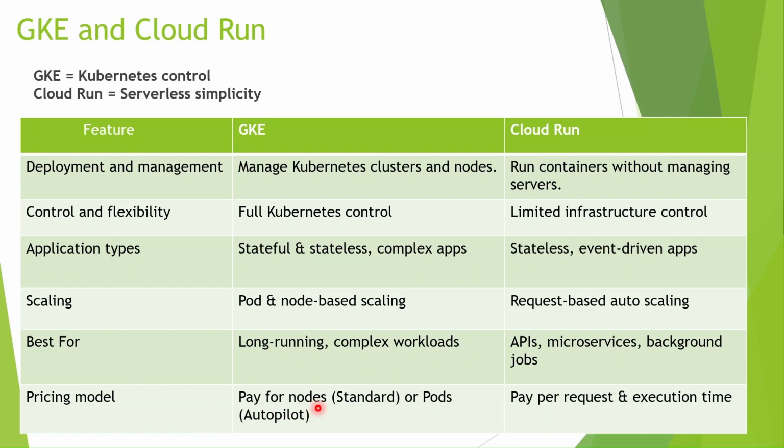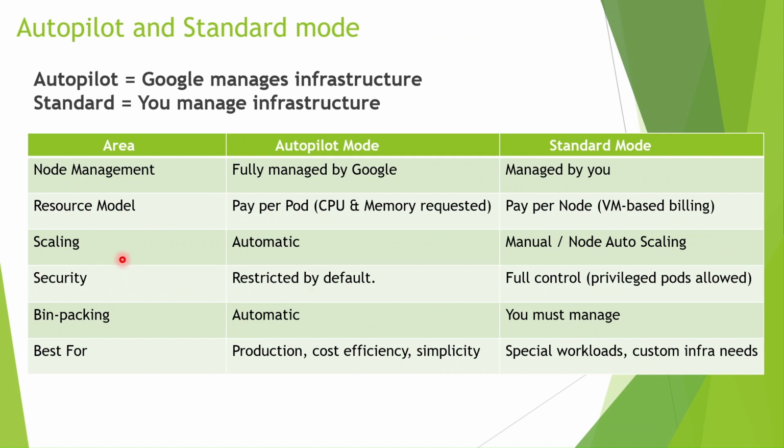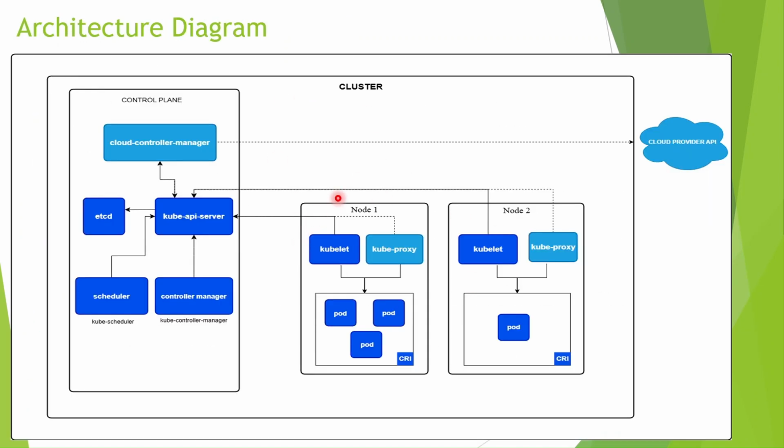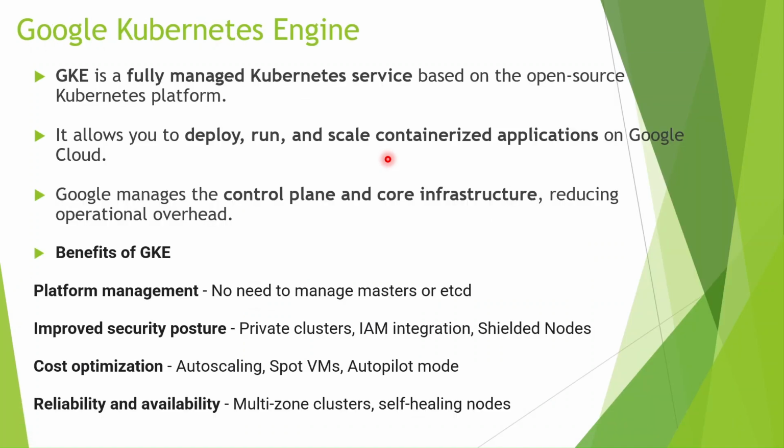Pricing model: in GKE you pay for nodes or pods if you are using Autopilot, and in Cloud Run you pay for request and execution time. So these are the main differences between GKE and Cloud Run, and between Autopilot and Standard. And we have discussed this architecture diagram also. So let's go to the console and just create a cluster and see what options we have.